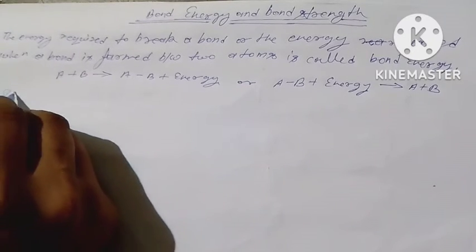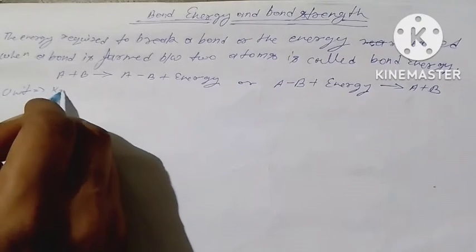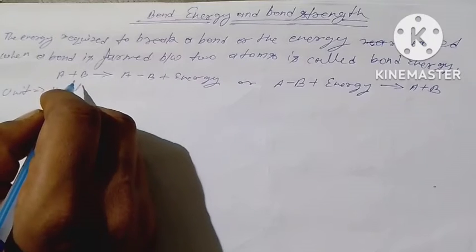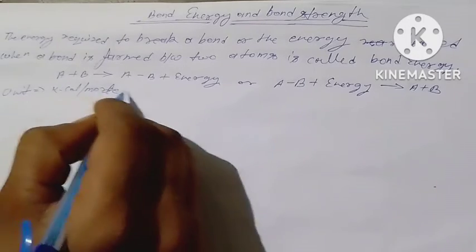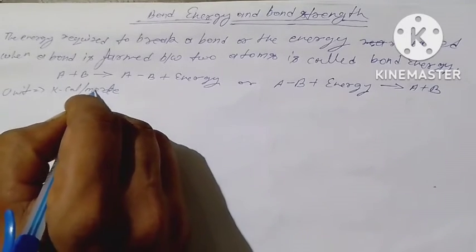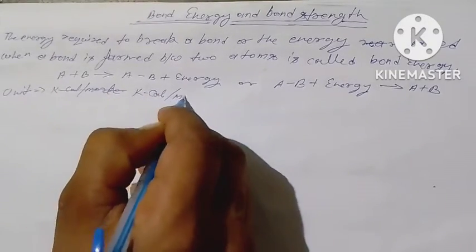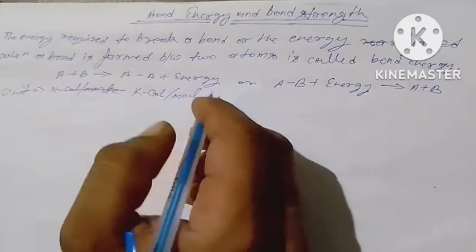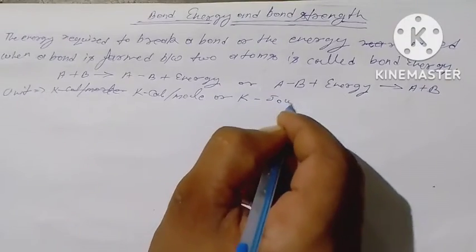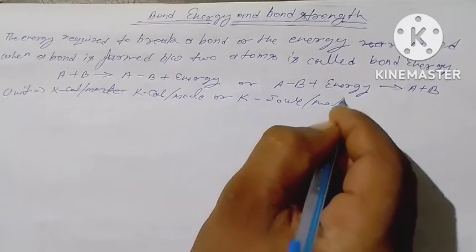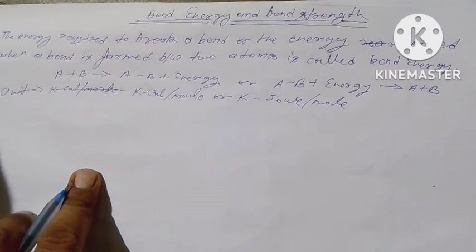The unit of bond energy is kilocalorie per mole, or kilojoule per mole.